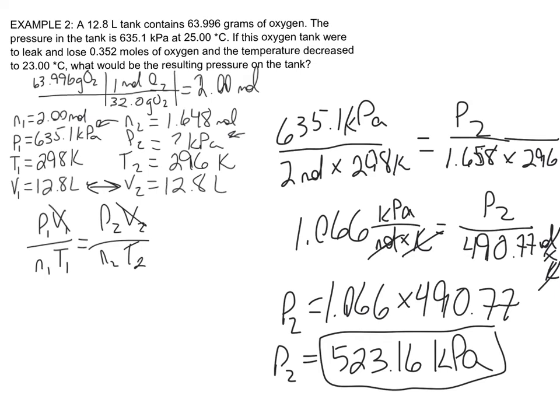All right, so over on the right, you now see all that work pop up. We've plugged in all of our values first. We simplify the left side to be 1.066. We simplify the right side to be P2 over 490.77. We multiply both sides by 490.77 to get rid of it on the right. If we include all of our units in the work, you'll see that moles times kelvins get canceled out on both sides, and we end up solving to have 523.16 kPa as our final pressure.